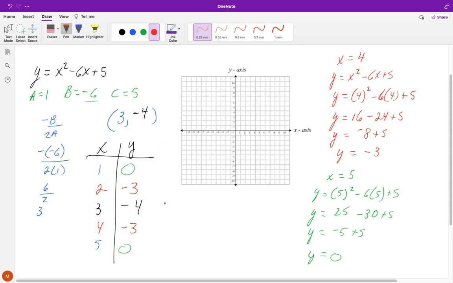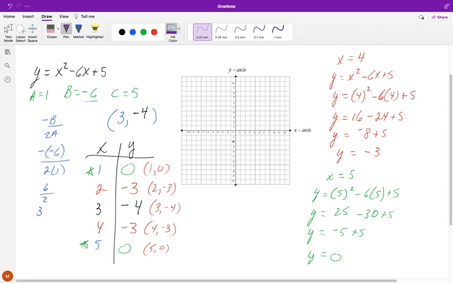All right, so now I'm just going to go ahead and write these points out. We have 5, 0. We have 4, -3. We have 3, -4. We have 2, -3. And we have 1, 0. Now, these two, I'm going to star these. These 2 points are going to be very important, something that we're going to talk about and something that you guys will actually be solving for all the time.